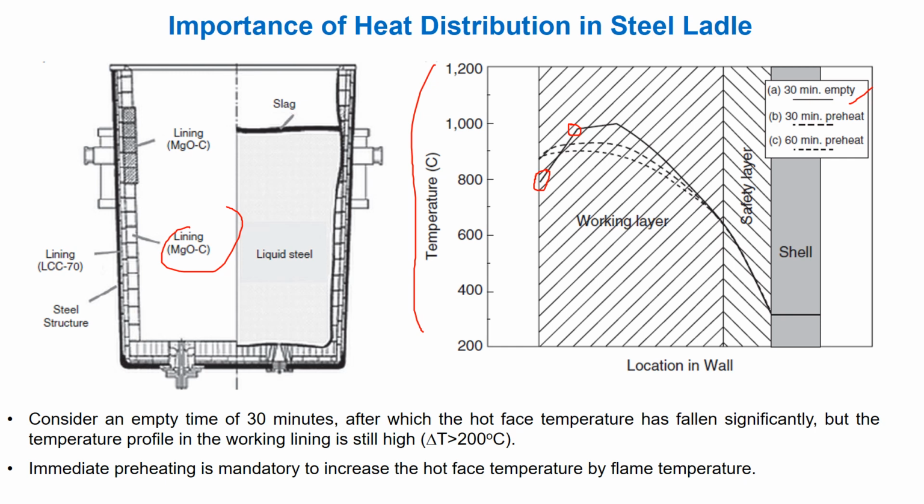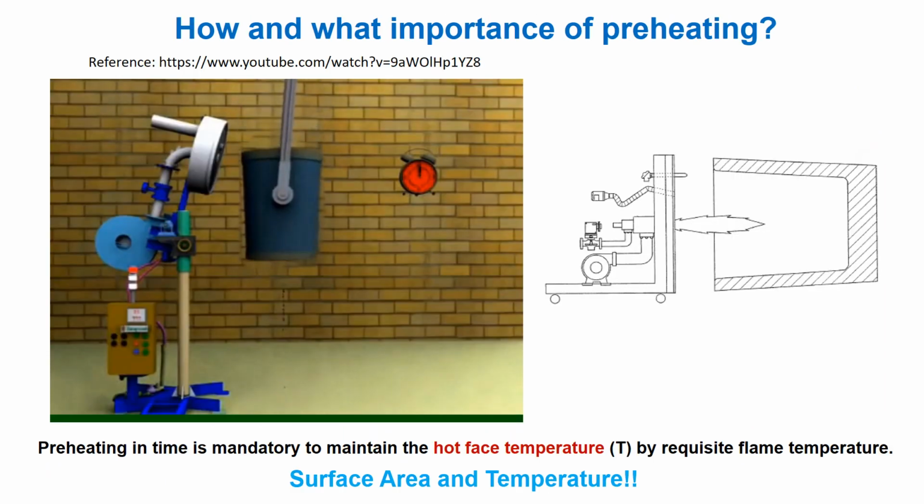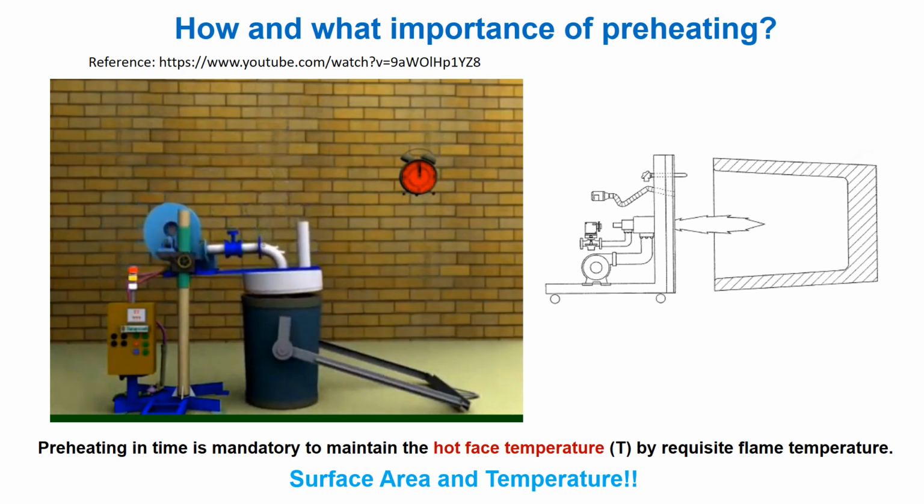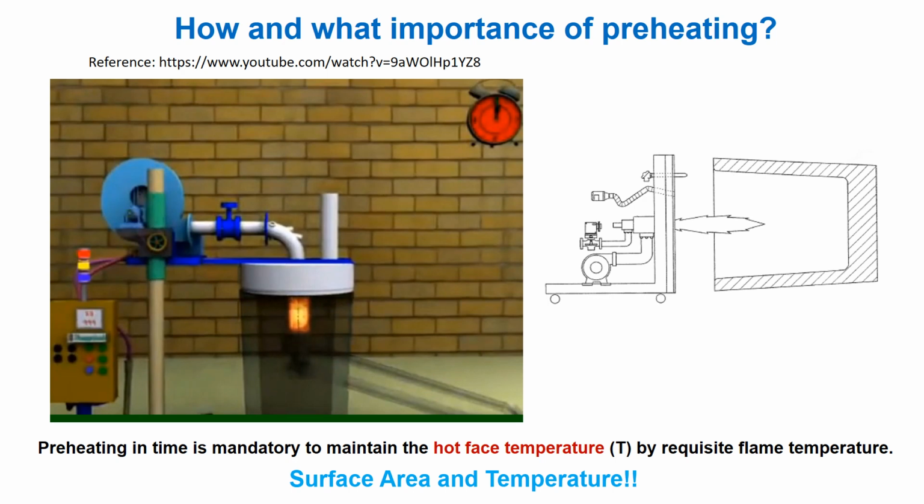Immediate preheating is mandatory to increase the hot phase temperature by flame temperature. So, while we are considering different preheating schedules, the mode of heat transfer has a bit of difference. Safety lining and working heat content remain virtually unaffected. Heat loss to the surroundings occurs through the steel shell in this zone. Preheating in time is mandatory to maintain the hot phase temperature by decreasing flame temperature.